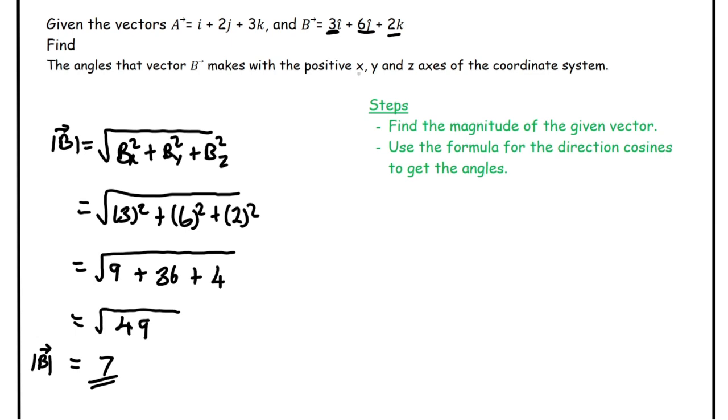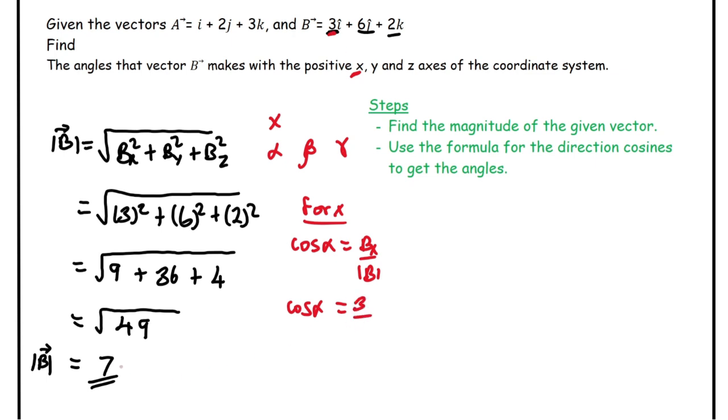Next up, we need to get the angle that the vector b makes with the x-axis. Now we have to differentiate the angles, because if we use theta for each and every one of them, there'll be no distinction. So for the x-axis, we'll use alpha. For the y-axis, we'll use beta. And for the z-axis, we use gamma, just to separate the angles from each other. So we'll say cos alpha is equal to bx over the magnitude of b. Cos alpha is equal to bx is 3 over the magnitude of b is 7, making alpha cos inverse of 3 over 7. Alpha is equal to 64.6 degrees.